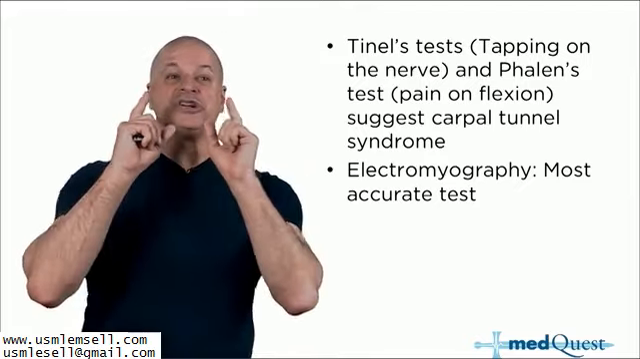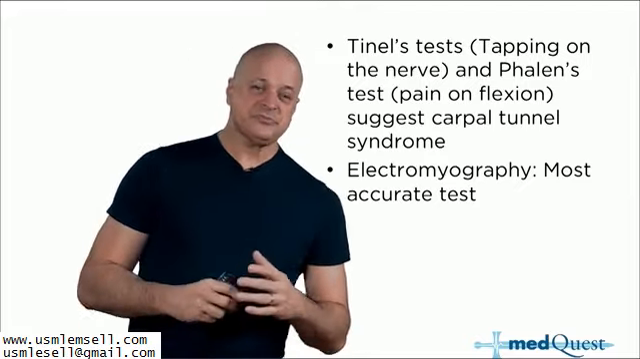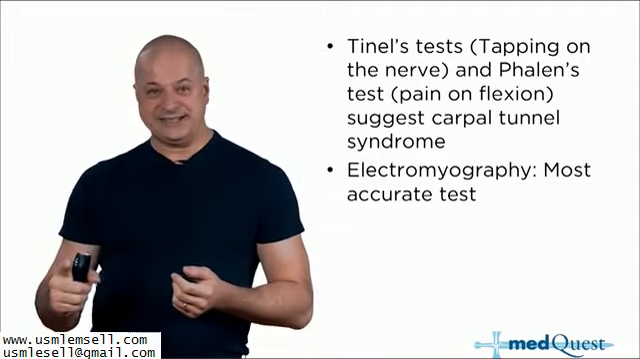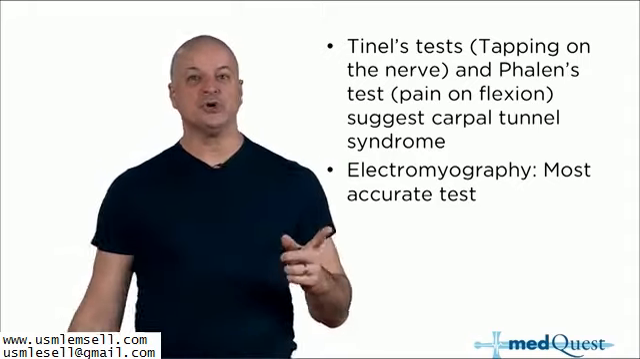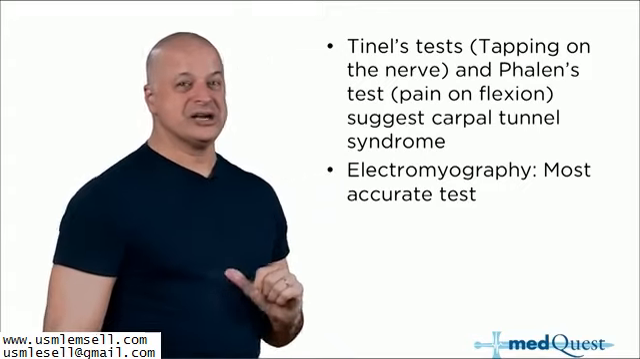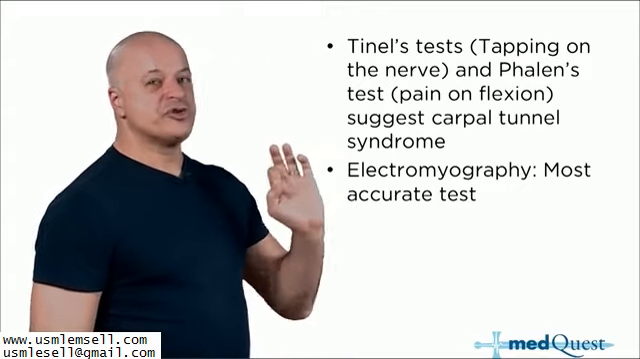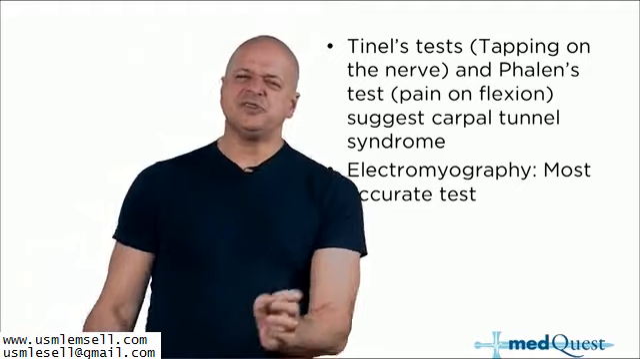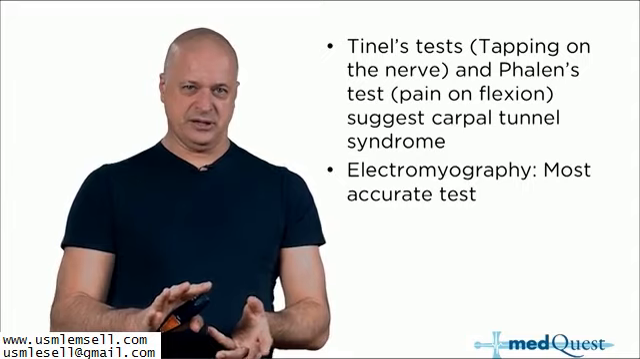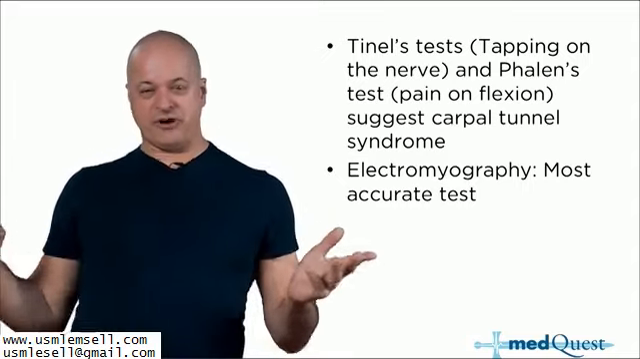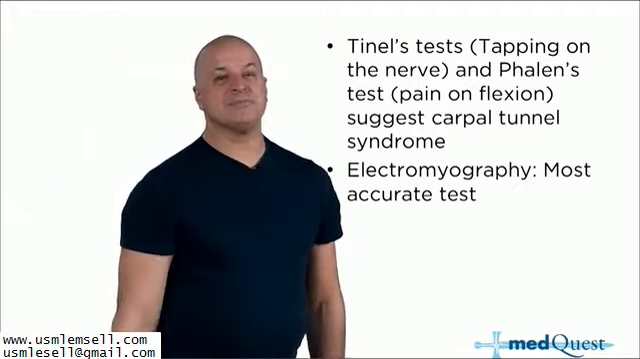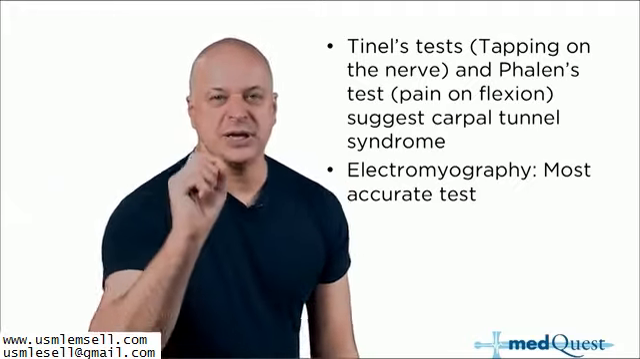Now, the tests that you're not supposed to do are an MRI, a CT scan, imaging tests. And that's going to be the most common wrong answer. Imaging tests of the wrists are wrong because even if you see narrowing, it doesn't mean there's a functional abnormality. If you see no narrowing, there might be a functional abnormality. Physical narrowing is not as important as functional impairment.